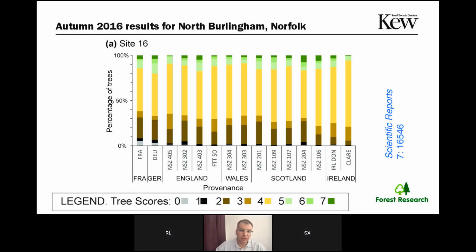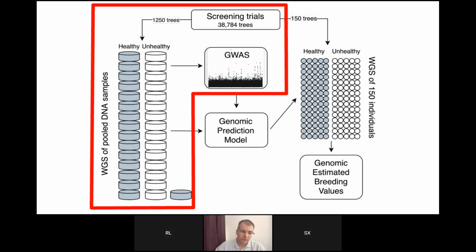And here's the results from just one of the sites. You can see the 7 scores, that's the healthy trees, are very, very rare. A very low percentage of the trees are healthy. Lots of them are sort of in the middle, pretty unhealthy, and a lot of them are dead. So this was a great system to start looking at the genomics of resistance to ash dieback. Had very large sample sizes and good damage going on.